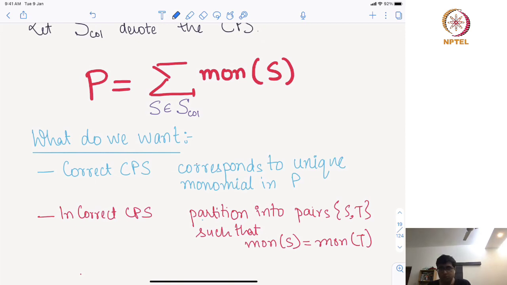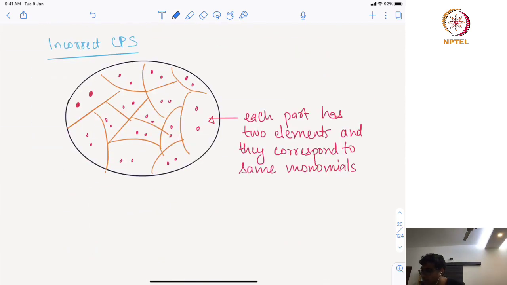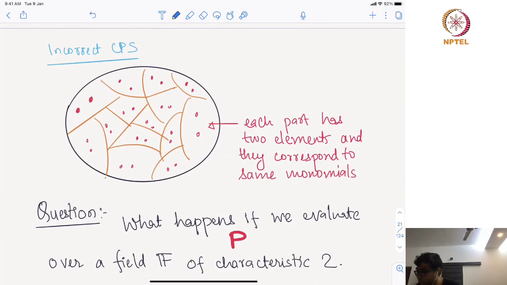Why is it important to do that? Well, the incorrect CPS we would like to partition into pairs, where the 2 elements in each pair correspond to the same monomial. So if they correspond to the same monomial, then what happens? You have the same monomial two times, right?